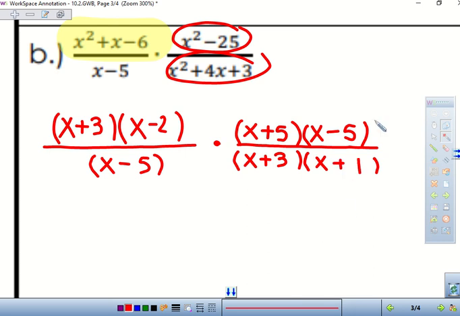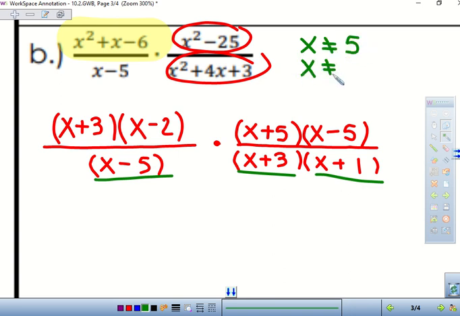So all we did was factor this fraction. This 2 looks kind of weird, I'm just going to rewrite it. So we just factored both fractions. Everybody understand what we did there? Okay. So before you do anything else, you're going to find your restrictions by setting each one of these denominators equal to 0 and solving. So x cannot be 5, x cannot be negative 1, and so on.